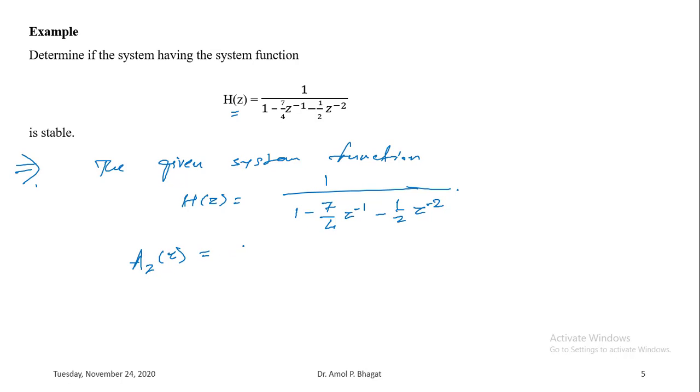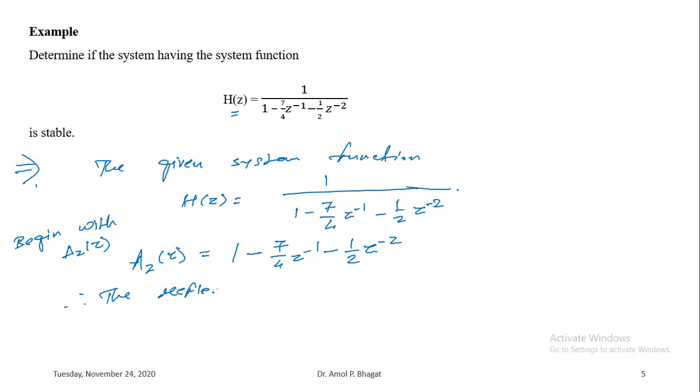So a2 of z from this am of z, which is identified from the h of z, is 1 minus 7 by 4 z inverse minus 1 by 2 z to the power minus 2. Okay, so here we begin with a2 of z. It is the second order polynomial.